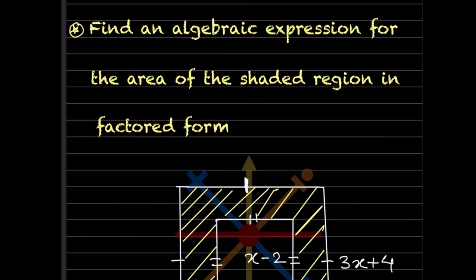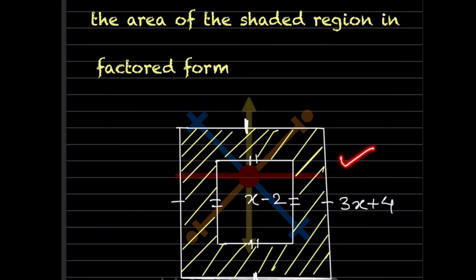Here they have said find an algebraic expression for the area of the shaded region in the factored form. This should be in the factored form, whatever area you get. So this is the diagram given. Can you see, there is always a confusion between the square and the rectangle. Whenever this is given, it means all sides are equal, so this is definitely a square. Here this given means this is also a square, and we have to find the yellow one, that is the shaded one. You have to find that area.